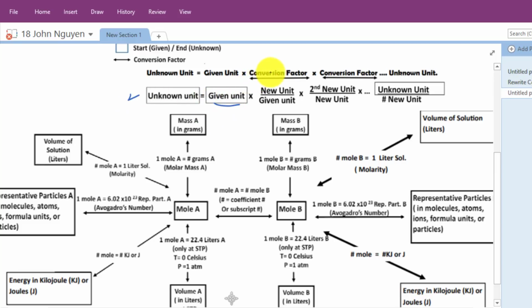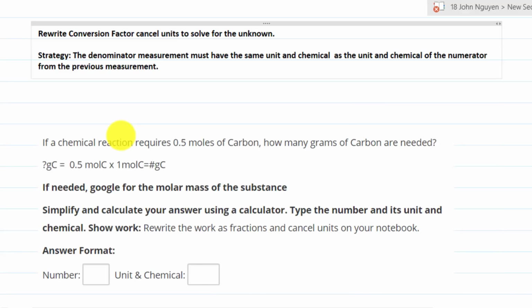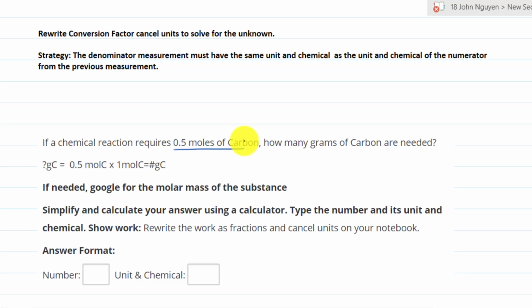How can we interpret this setup into a fraction so that we can cancel out the unit and chemical, solve for the unknown, and actually plug it into the calculator? So in this case, what I have here is a chemical reaction that required 0.5 moles of carbon, and that would be our given. Notice how we have the number. We are given the value of how much we're starting with. So that's your given. And how many grams of carbon are needed? And that is our question mark, grams of carbon.